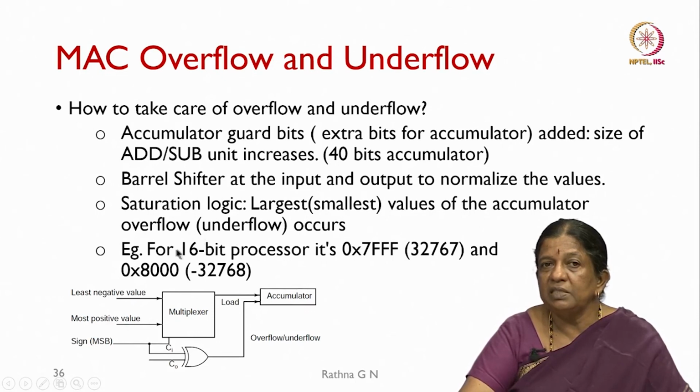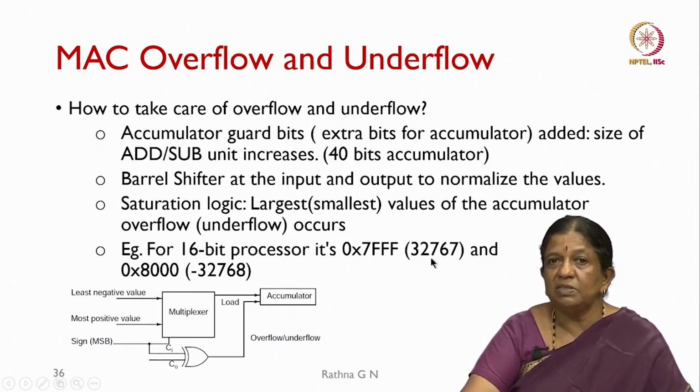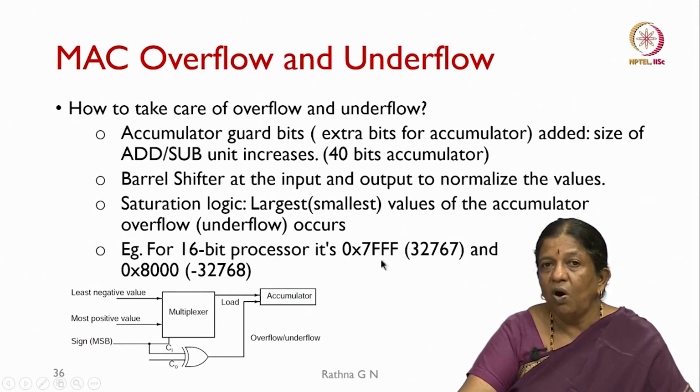In that case, for a 16 bit processor, the maximum value we can represent as a signed number is 0x7FFF in hex, which is nothing but 32767, and the minimum number I can represent is 0x8000, which is minus 32768. So, these are the values that have to be output if it is below this value or above this value. This is taken care of in the hardware.